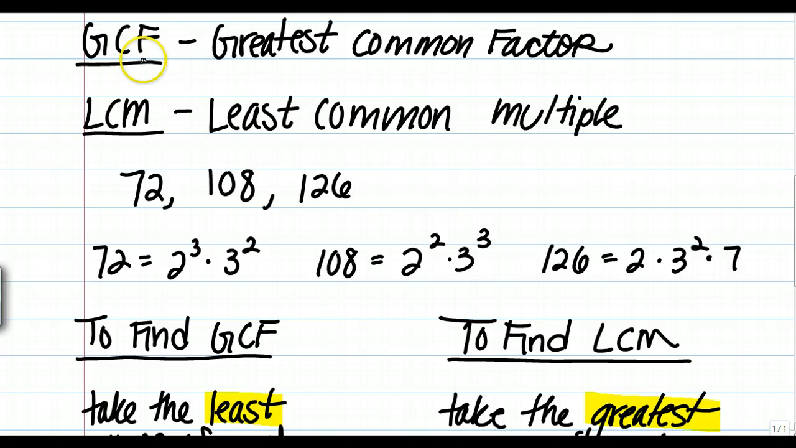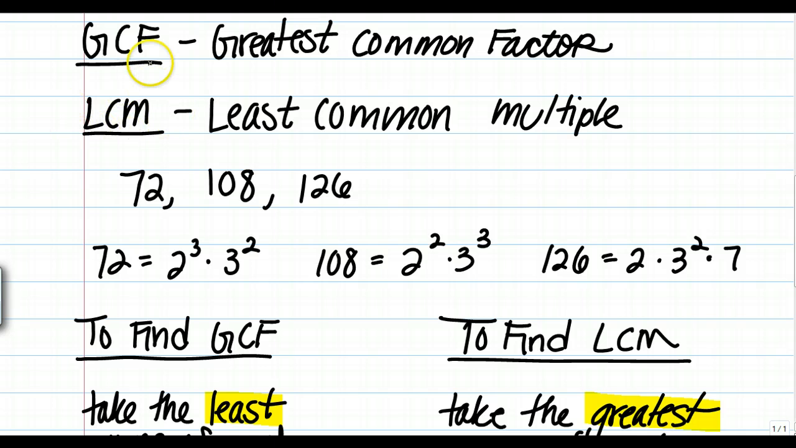So let's look at this. GCF means greatest common factor, and LCM means least common multiple. Greatest common factor means if you were looking at 72, 108, and 126, you would ask yourself, what is the biggest number that goes into 72, 108, and 126? The biggest number that can be divided evenly into all of those. If you know what it is, you don't have to do prime factorization. But if you're not sure, because these are pretty big numbers, you're going to have to do prime factorization.